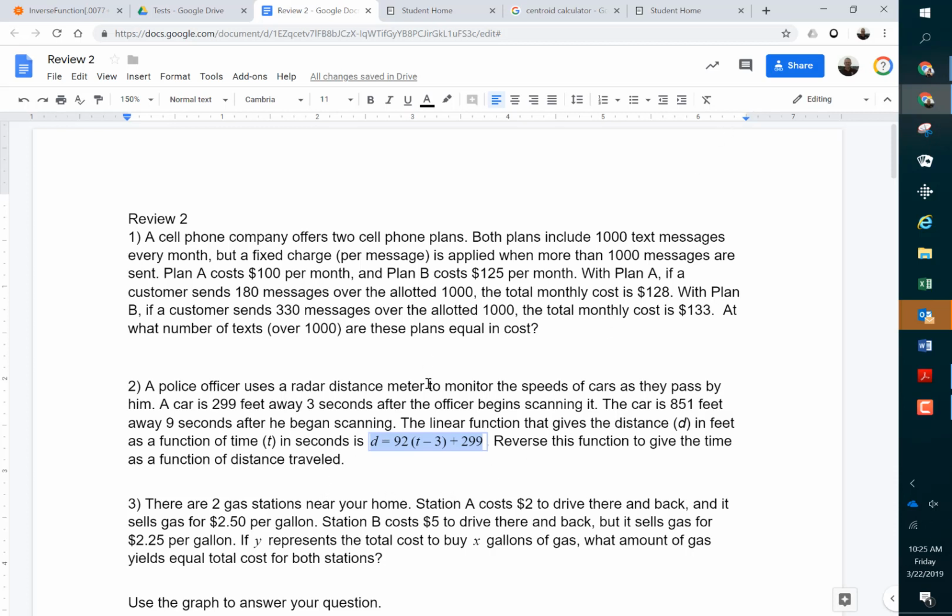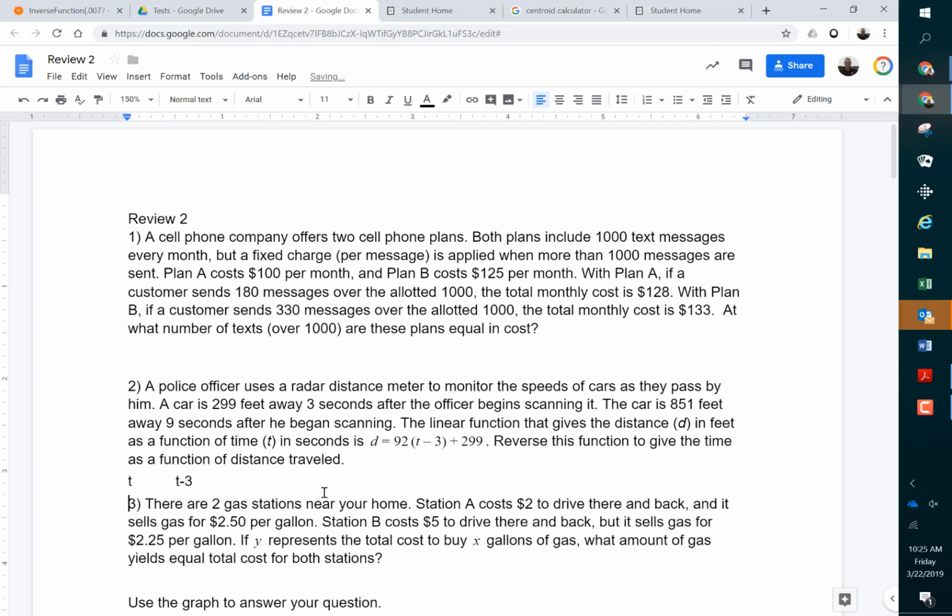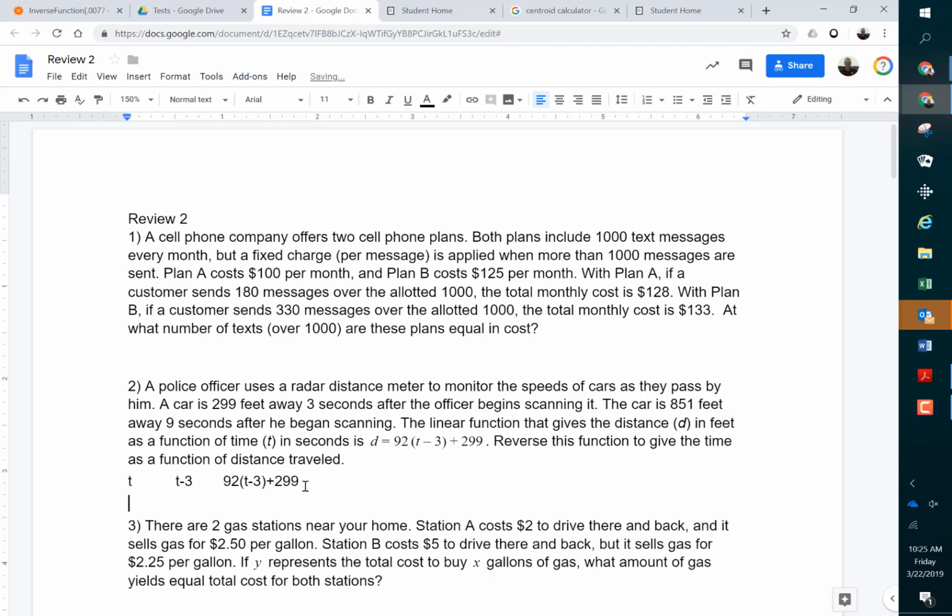Okay, so in this case, it looks like you start with t, and then you subtract 3, and then you multiply by 92, and then you add 299. So it says reverse the process.